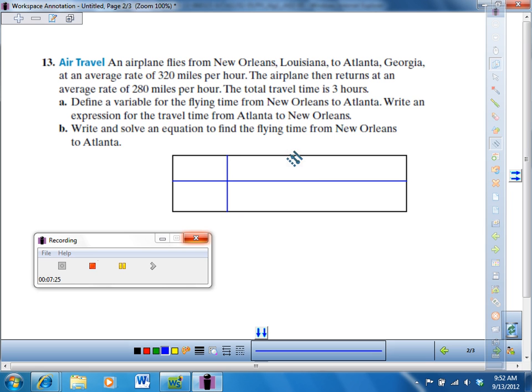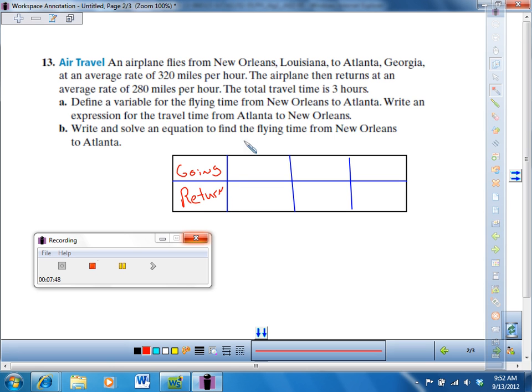Same type thing. Okay. Not a very pretty rectangle, but we're just going to have to do. The airplane flies from, so we'll call this the going trip, and we'll call this the return trip.